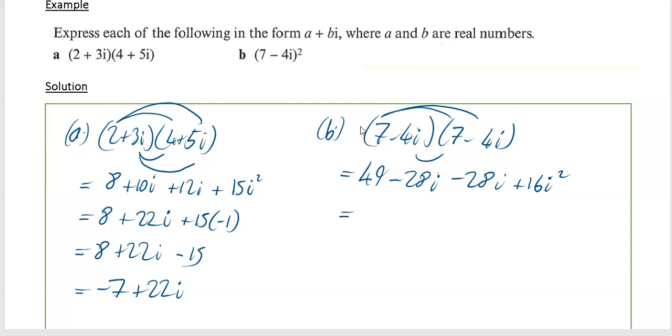So tidy it up again. That's going to be 49 minus 56i, and then that's going to be minus 16. And that tidies up to be 33 minus 56i.